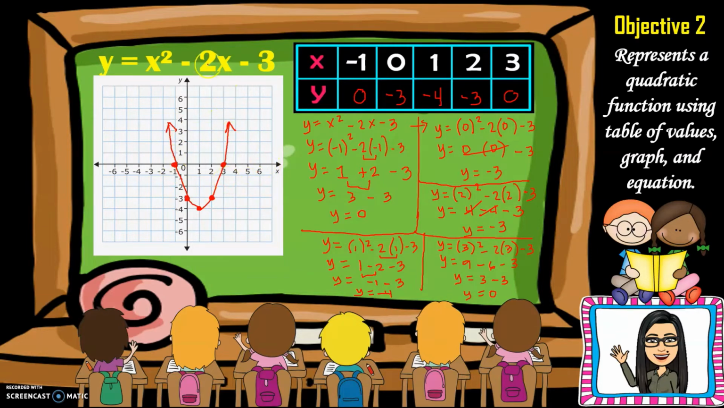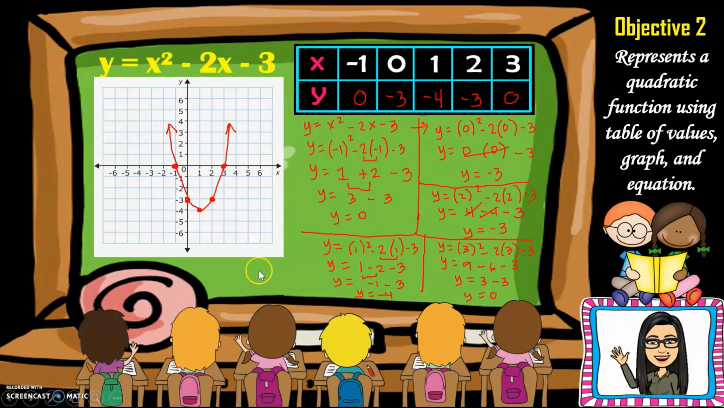So, therefore, yung function natin na y is equal to x squared minus 2x minus 3 is a quadratic function since nakikita natin na naka-form nga po siya ng isang parabola. So, medyo mahaba pero madali lang.